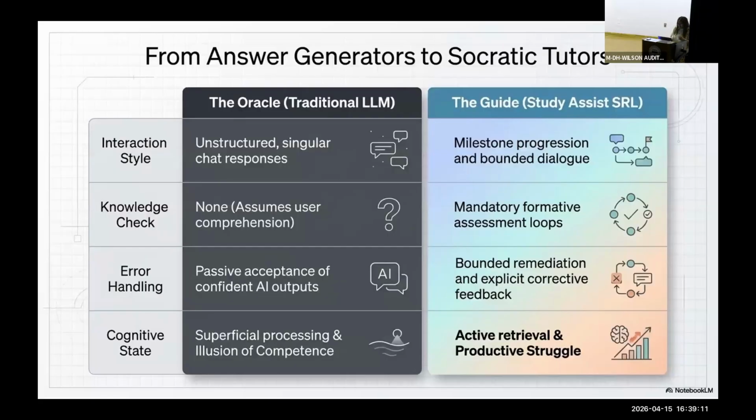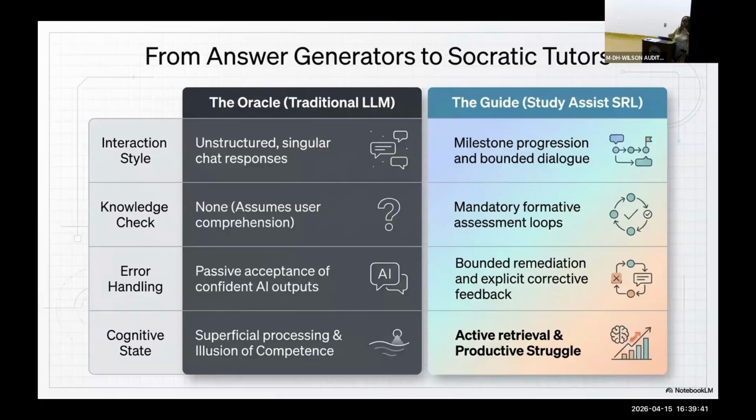Okay, before we get to that. What we are trying to do here is move from the traditional way LLMs are created today to this more guided form of LLM systems. So instead of unstructured singular responses that we get from the systems when they are prompted, there's a milestone progression and bounded dialogue. We'll see what that looks like pretty soon.